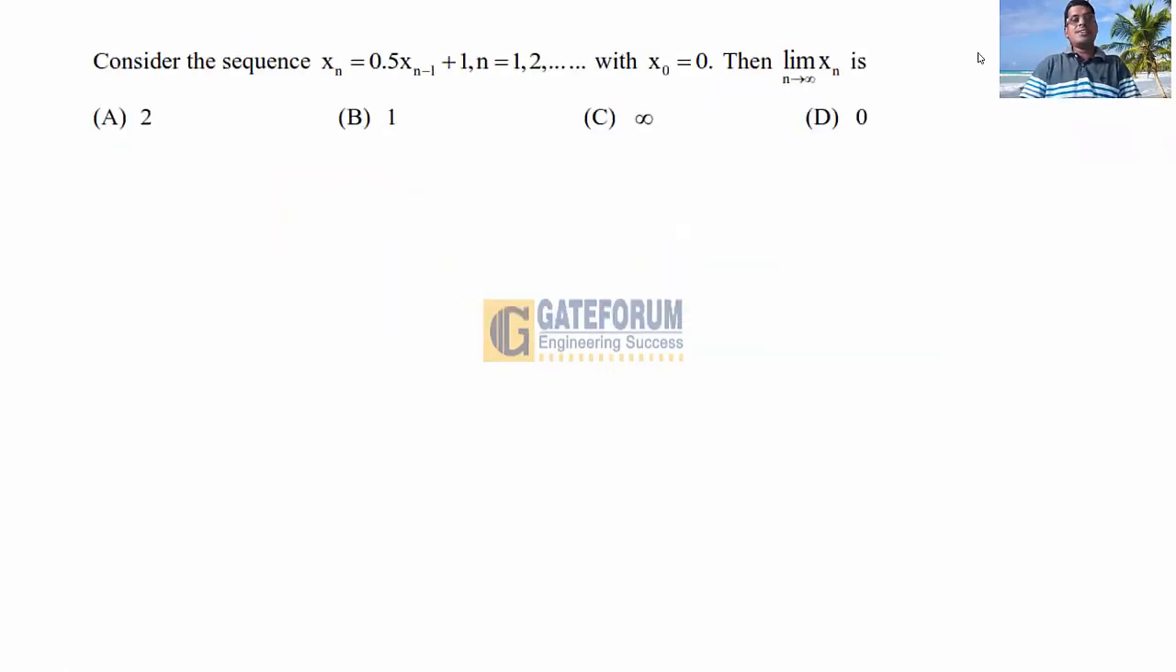The question is: consider the sequence x_n = 0.5 x_(n-1) + 1, n = 1, 2, etc. If x_0 = 0, then the limit as n tends to infinity of x_n is, with 4 options A, B, C, D given. This question is from engineering mathematics, from the topic of basics of calculus or series. This is a basics level question. Solution: because there is a limit, we can compare with differential calculus, where the subtopic is limit.